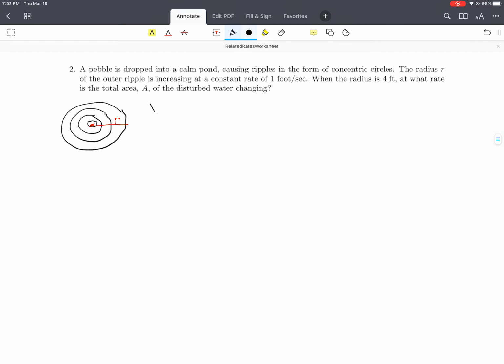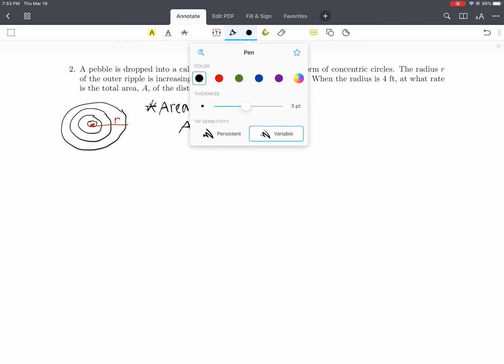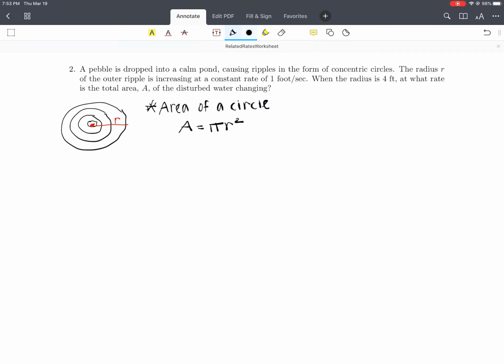And like I said, this is where our geometry skills are going to come in handy. The area of a circle is equal to pi r squared. So we've got A equals pi r squared. And now we need to differentiate that equation with respect to time.